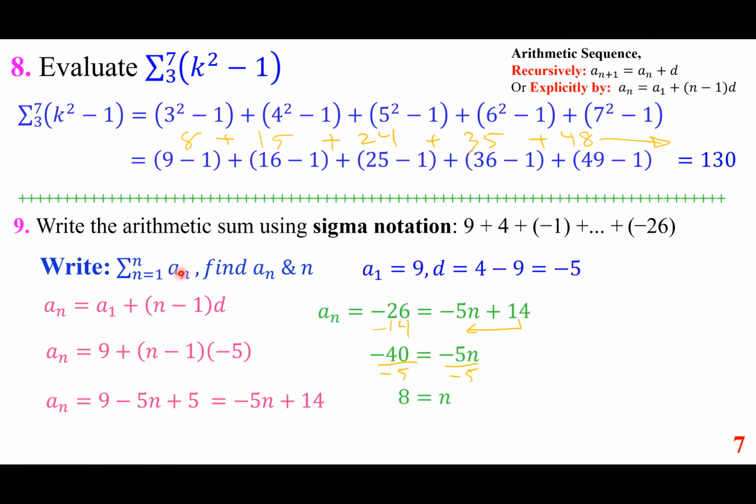Therefore, we have a sub n, which is this value, from n equals 1 to n, which is this value, 8. And of course, you can let n be 1 and then 2, 3, all the way to 8. Add them up. We can also add them up, and they must be equal. This is a sigma notation of the same question.